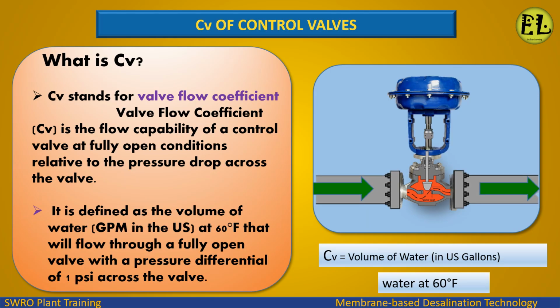CV of control valves. What is CV? CV stands for valve flow coefficient. Valve flow coefficient, CV, is the flow capability of a control valve at fully open conditions relative to the pressure drop across the valve. It is defined as the volume of water, GPM in the US, at 60 degrees Fahrenheit that will flow through a fully open valve with a pressure differential of 1 psi across the valve.